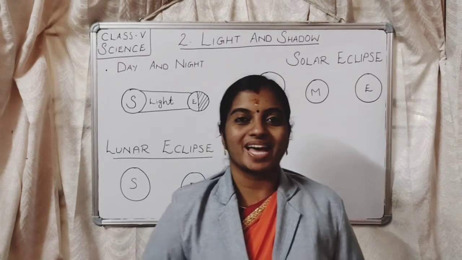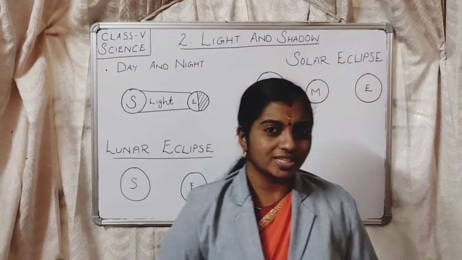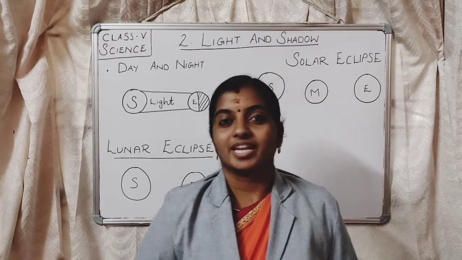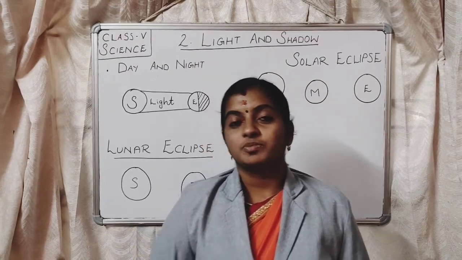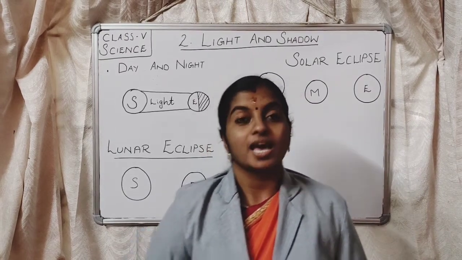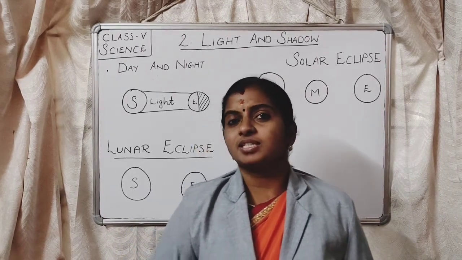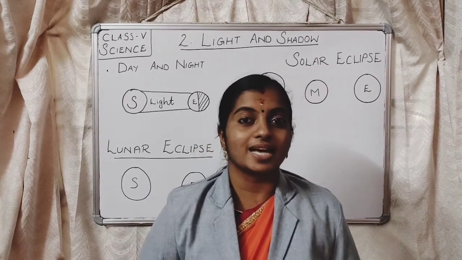Dears, welcome back. So we are studying about light and shadows. So what is light? Light is a form of energy, and the objects which allow light to pass through them are called transparent objects, and the objects which block the light are called opaque objects, right? And we discussed about shadow also in the last class.